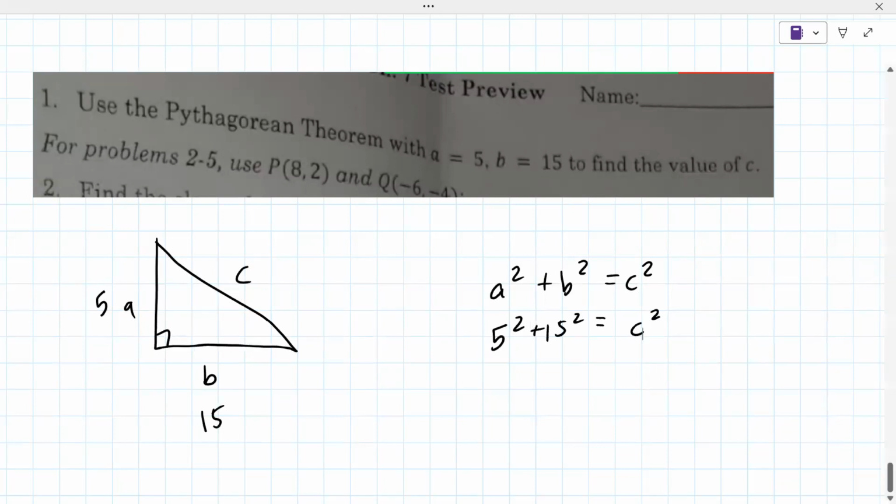Can you tell me what 5 squared is and what 15 squared is, please? 5 squared is 25, 15 squared is 225. Got it. Which is equal to 250. So this is one of those reducing root problems now. C is the square root of 250.